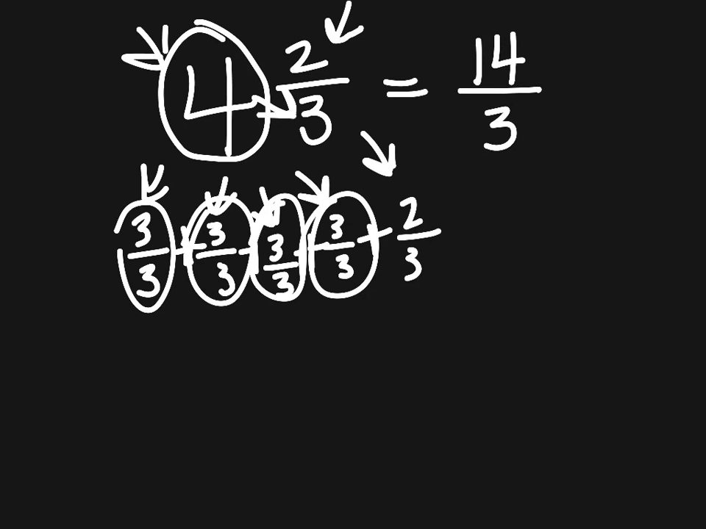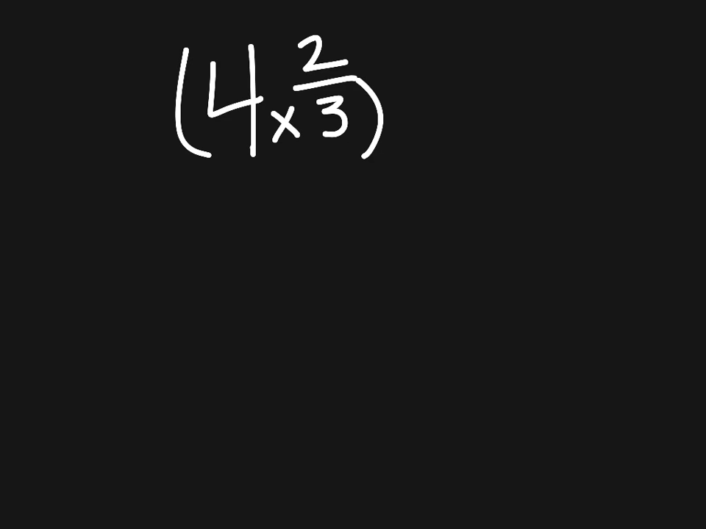So let me try that one more time so that you can see what I did. So I had 4 2/3. I took 4 times 3, which is 12, and then I added 2 more, which was 14. So that gave me 14 thirds. And that is how you turn a mixed number into an improper fraction.